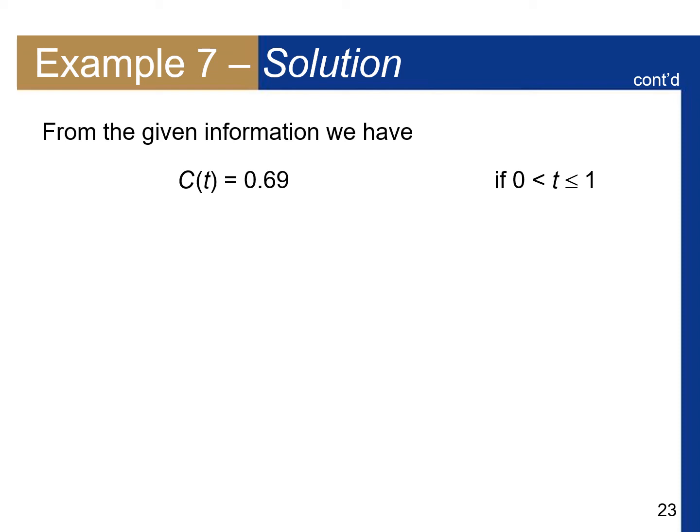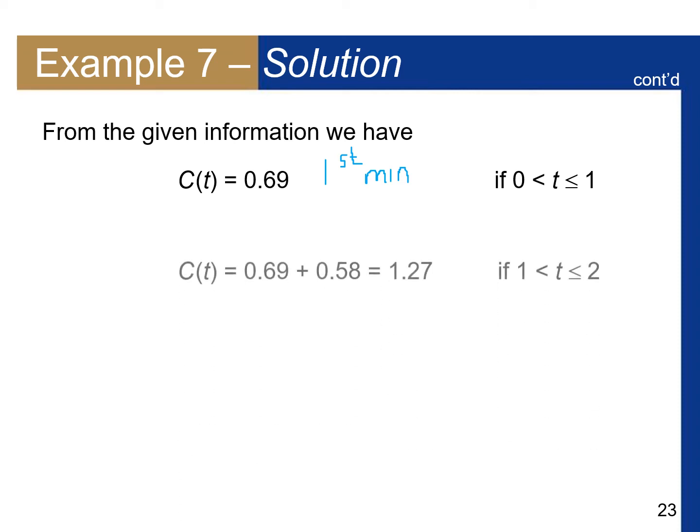So here we have our 69 cents from the information that they gave to us, from 0 to 1. 69 cents for, remember, they said the first minute. So the first minute, we're charged 69 cents. And that's why we have t is greater than 0 and less than or equal to 1. So for the first minute, it's that.